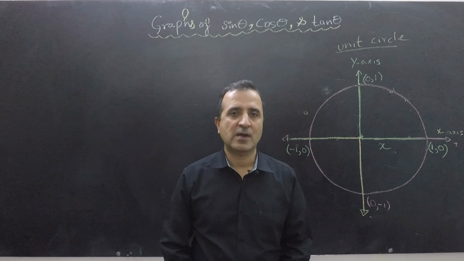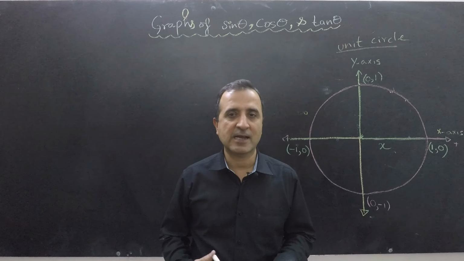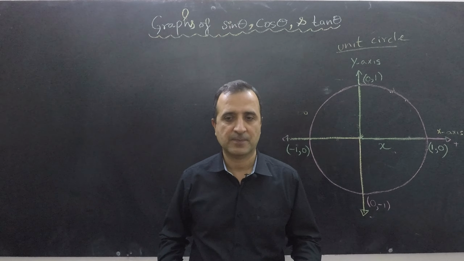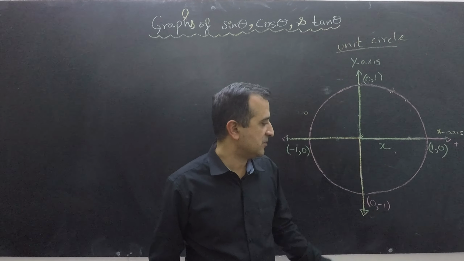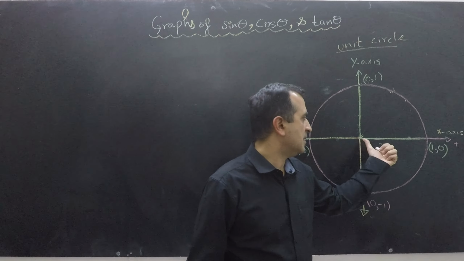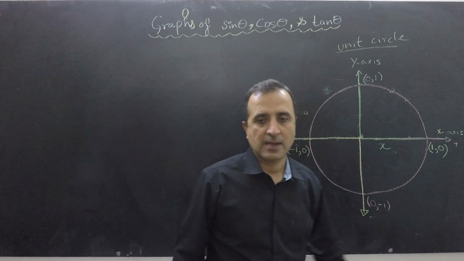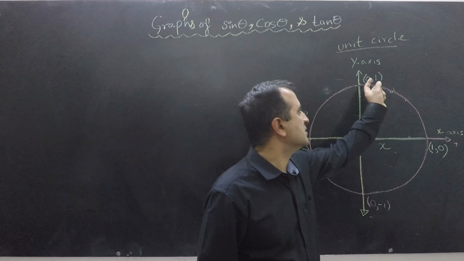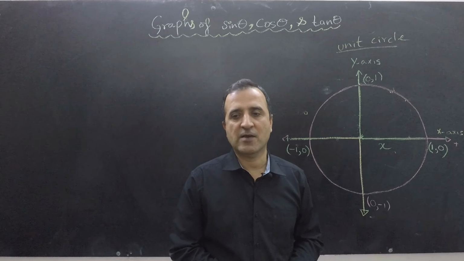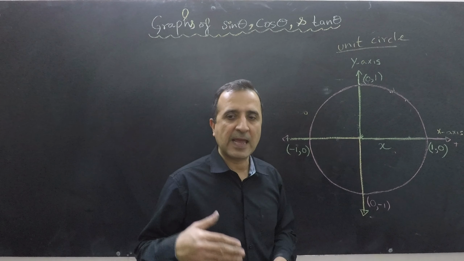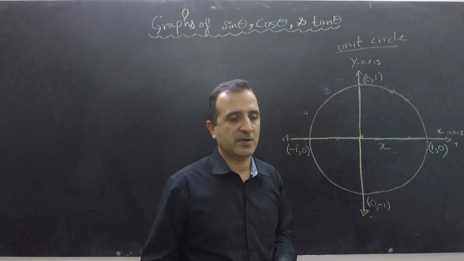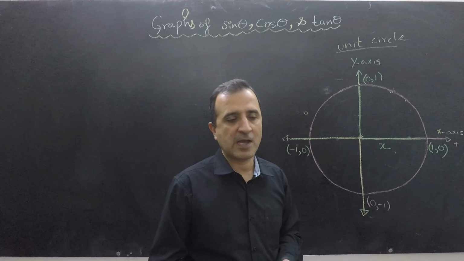In this video, we will learn how to make graphs of sine theta, cos theta and tan theta. And we will take inspiration from our unit circle. This is our unit circle where its radius is equal to 1, and we have marked some points on the unit circle. And in the last video we learned that our x becomes our cos theta and our y becomes our sine theta.